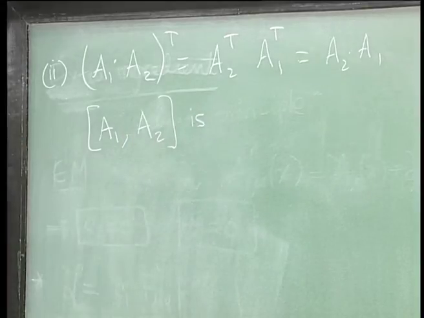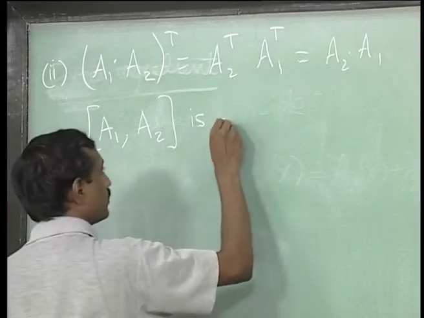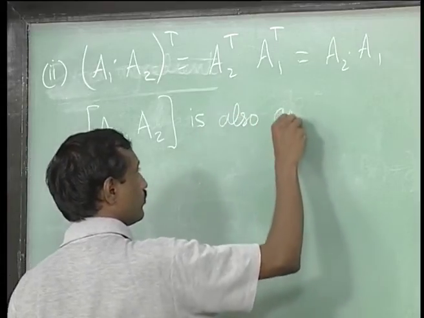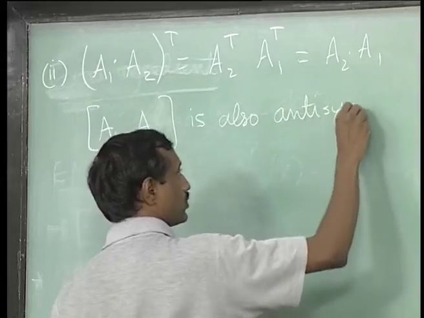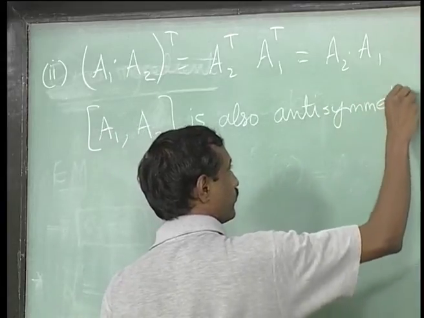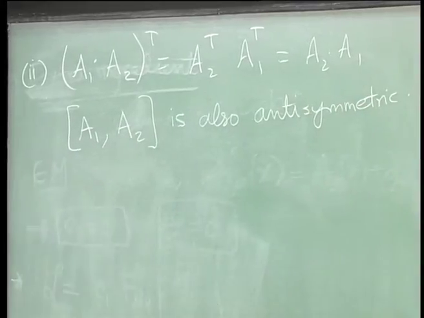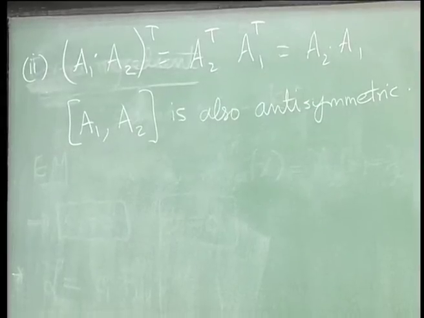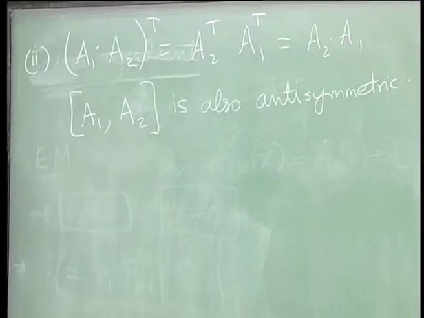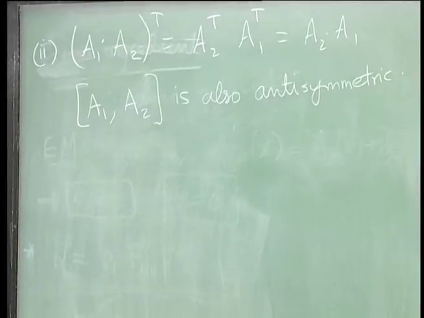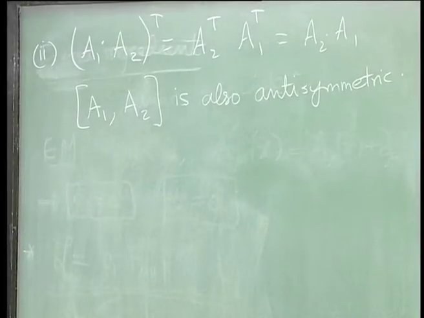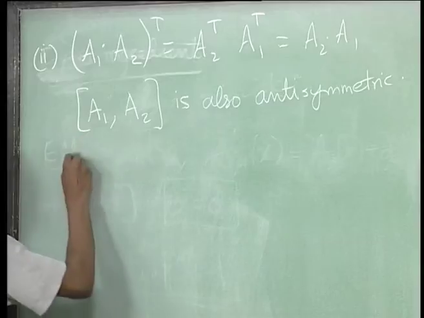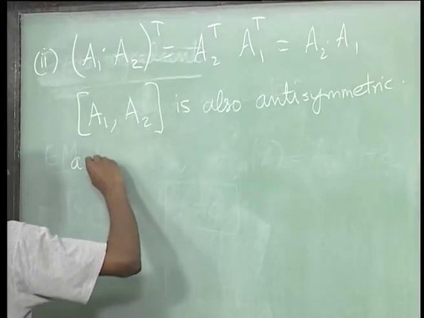okay, it is indeed antisymmetric. So, let us look at the commutator, and what are the properties? It is linear in each of its arguments and it is antisymmetric. So, it is an antisymmetric bilinear operation.